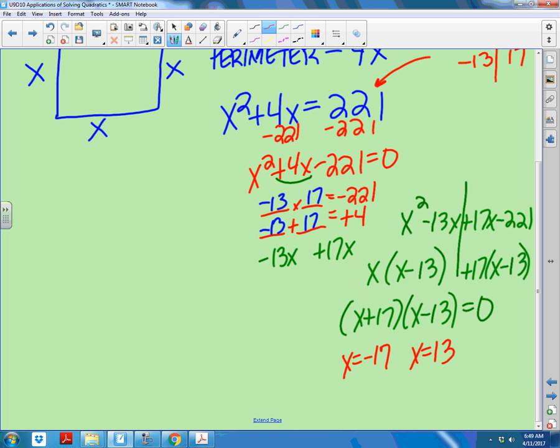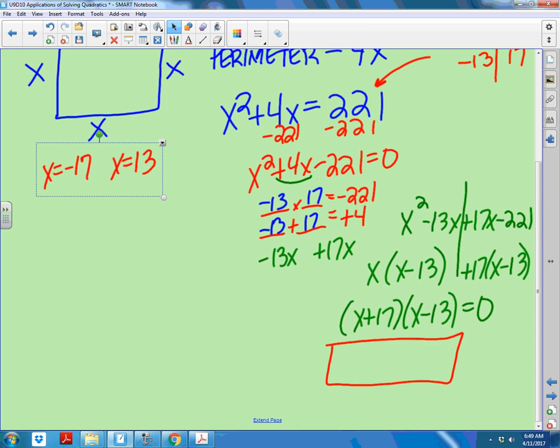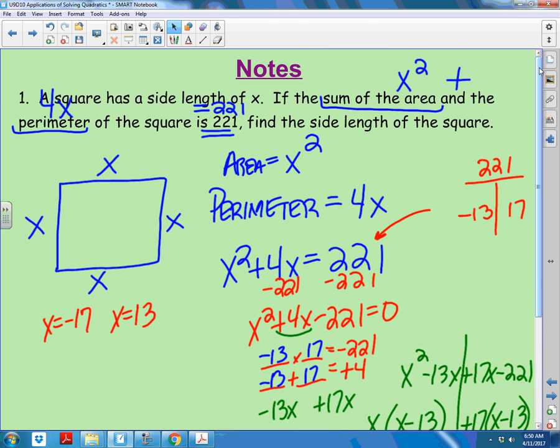Yay, we've solved. Now, here's what I need you to understand. We're going to go back up to our original shape. Here's the problem. In a regular quadratic, those are absolutely solutions. However, this one is a problem for me, because you cannot have the length of a square, or any other shape for that matter, as a negative value. You can't have the side of a square being negative 17. It's impossible. Measurements cannot be negative.